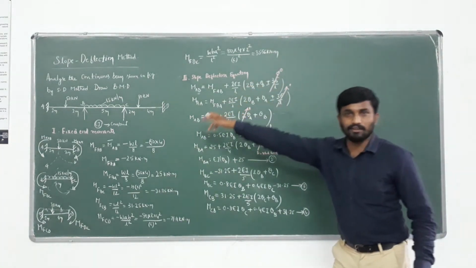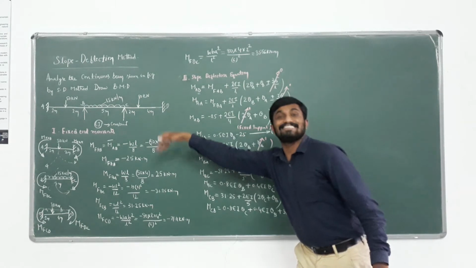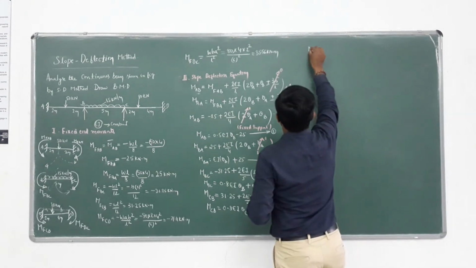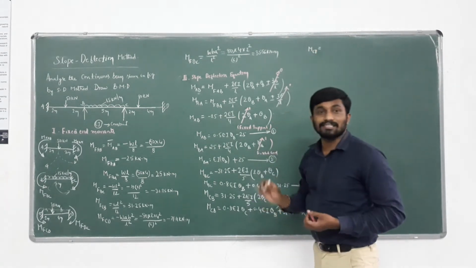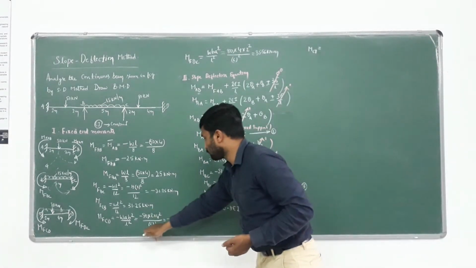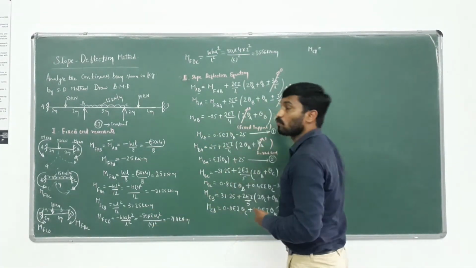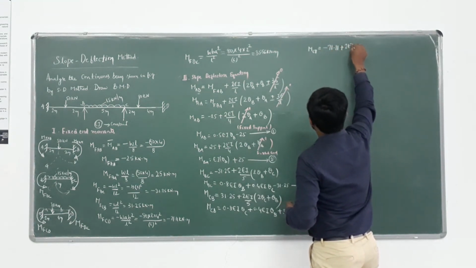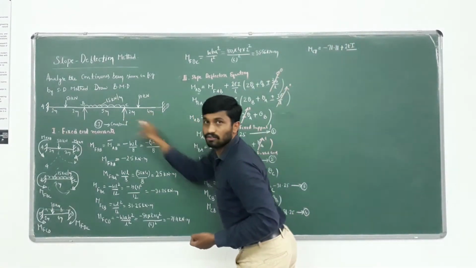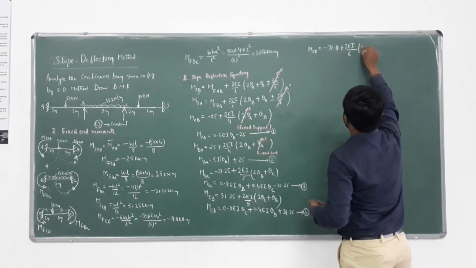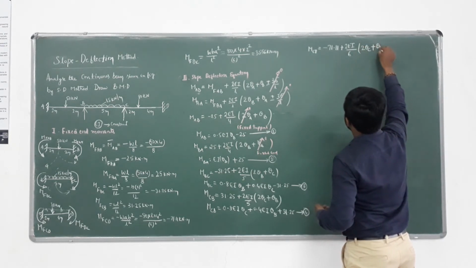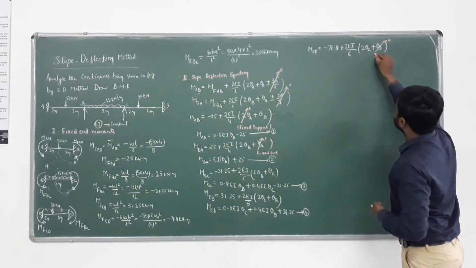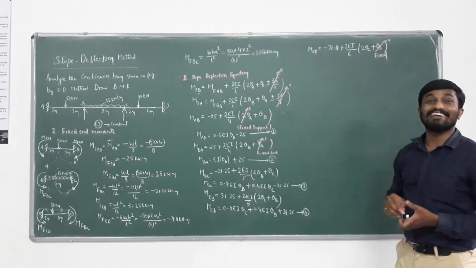Next, once AB is over, BC is over. Next, CD. For the CD span, once again we are getting two equations. So MCD equals MCD bar. What is the value of MCD bar? Minus 71.11 plus 2EI by L. What is the length? 6, into 2 theta C plus theta D. But here theta D is 0. Why? End support fixed. Fixity.